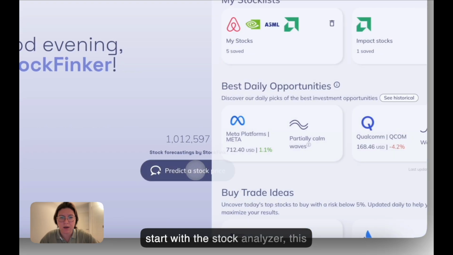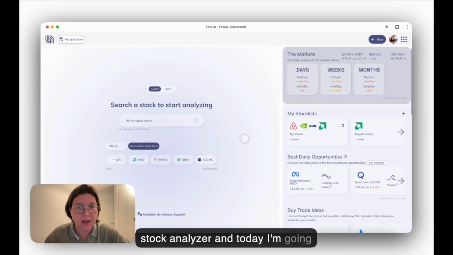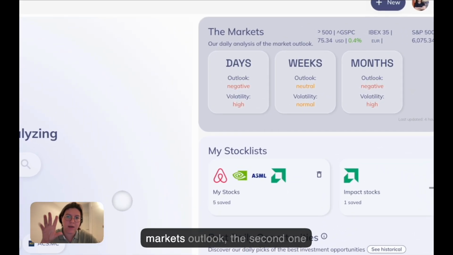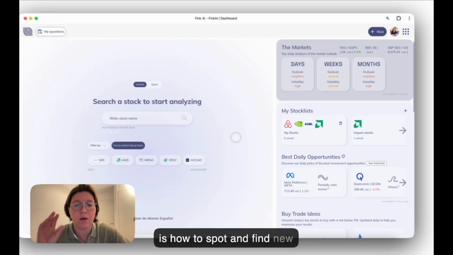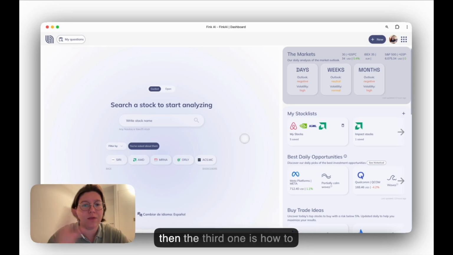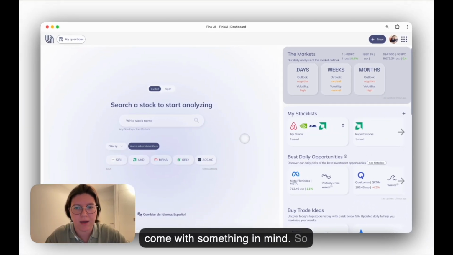So I'm going to start with the Stock Analyzer. This is the main dashboard of the Stock Analyzer, and today I'm going to show you three of the main features. The first one is the market's outlook. The second one is how to spot and find new opportunities using StockFink. And the third one is how to analyze a specific stock if you come with something in mind.